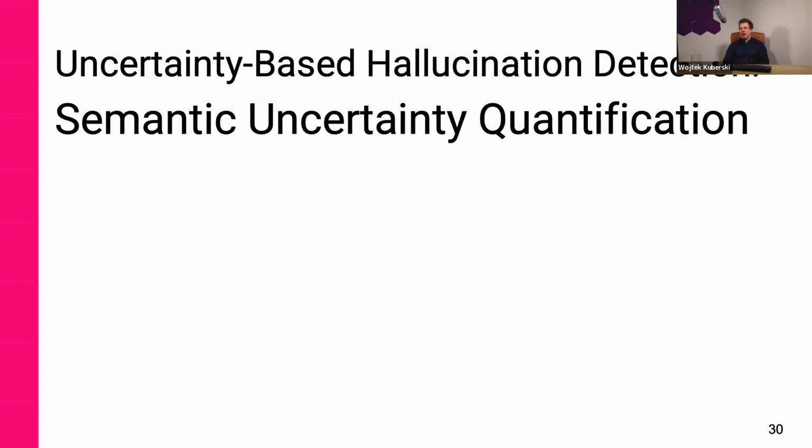And now we're going to the fourth potential promising approach to detecting hallucinations, which is semantic uncertainty quantification. And it's going to be very similar to the previous approach, but it's going to build up on it, and it's going to incorporate the meaning of the answer in the uncertainty quantification itself.